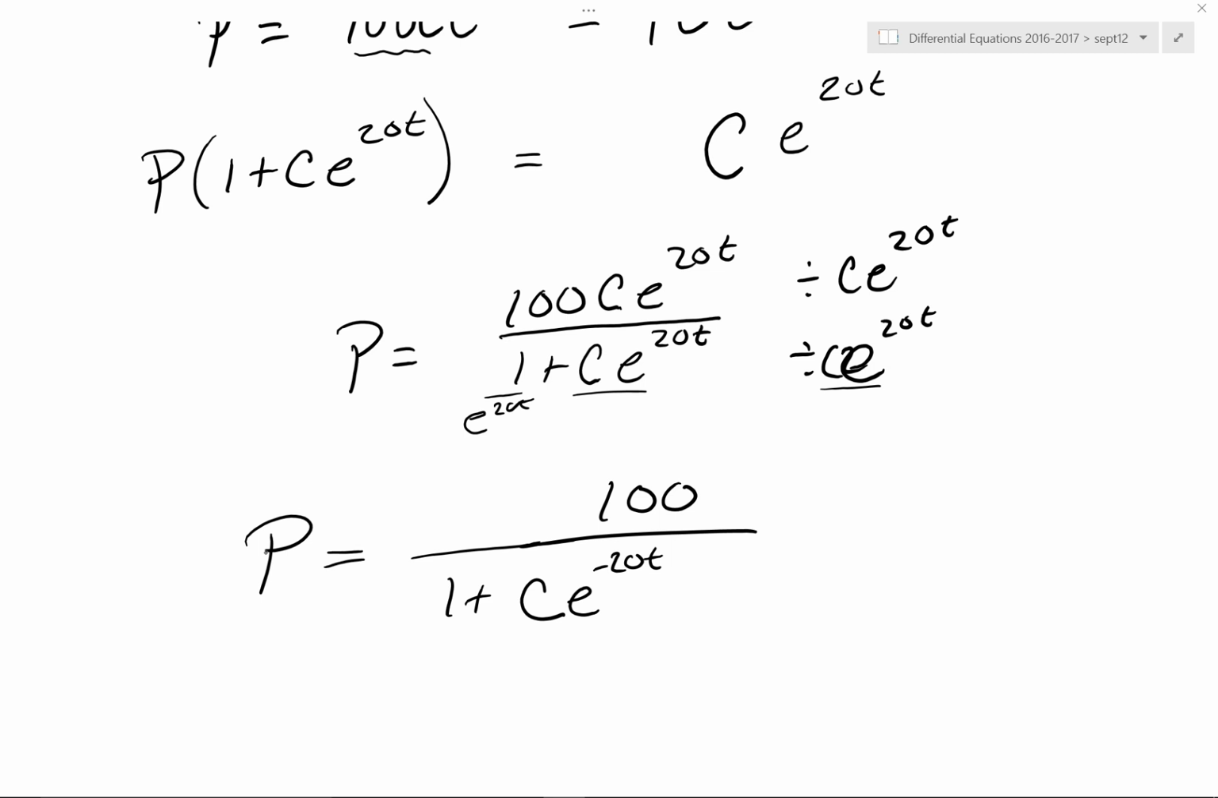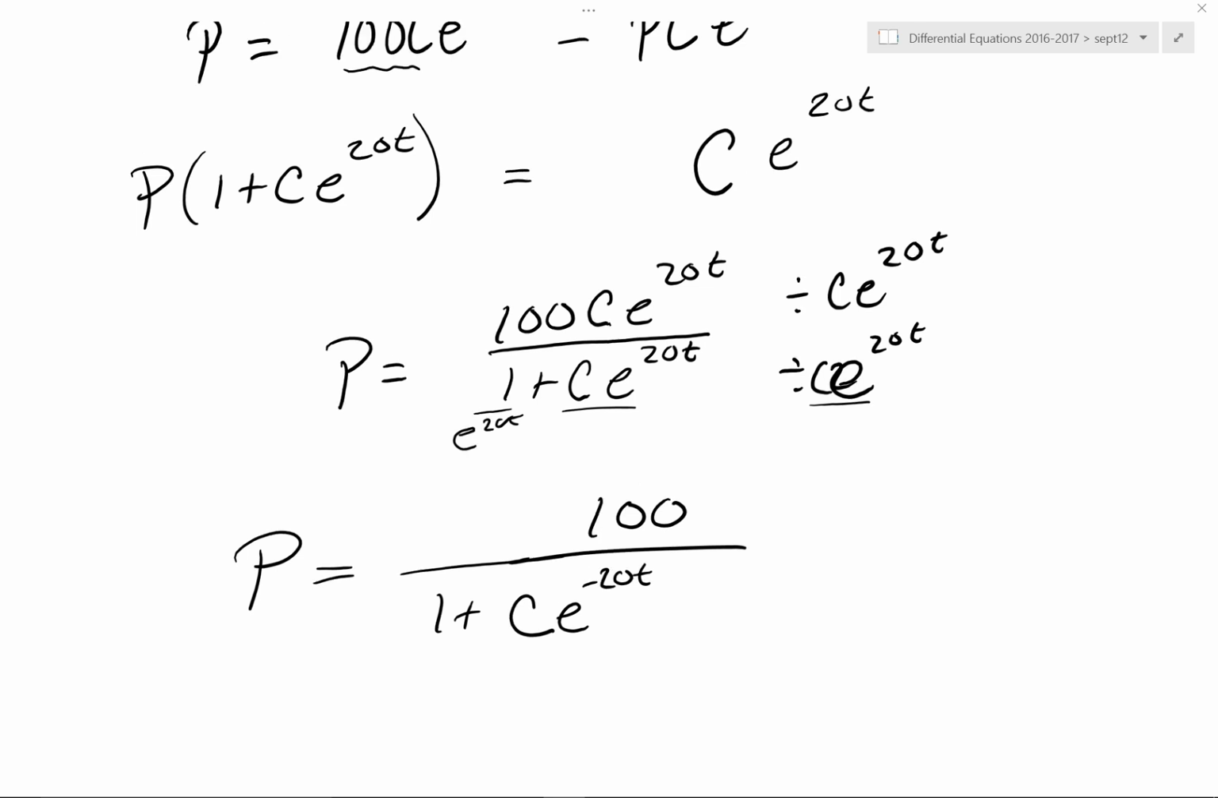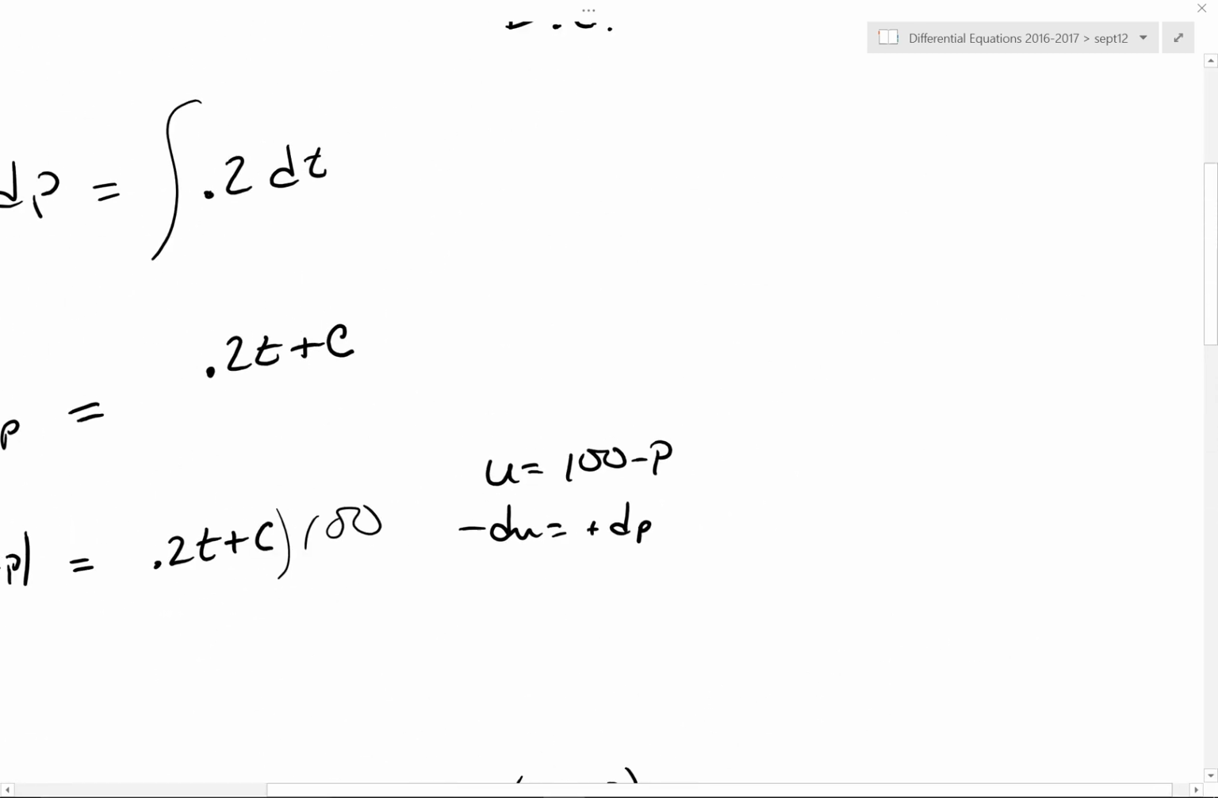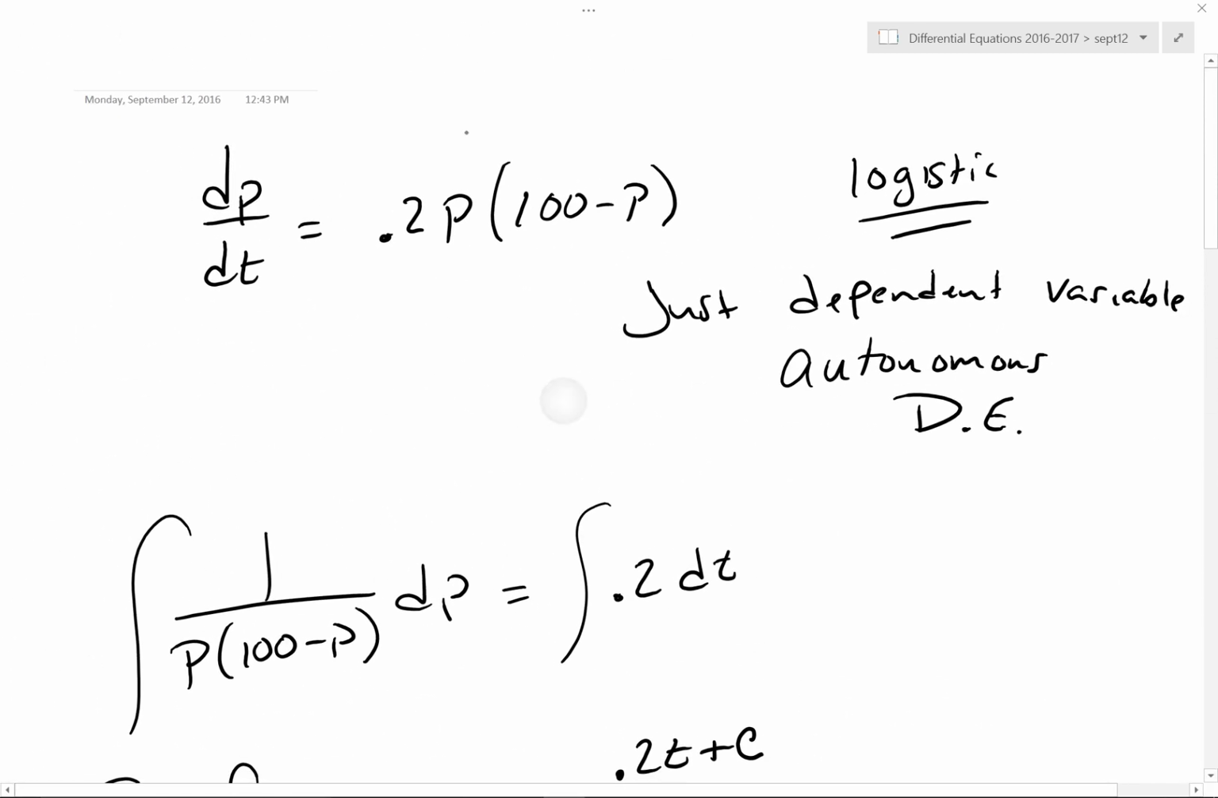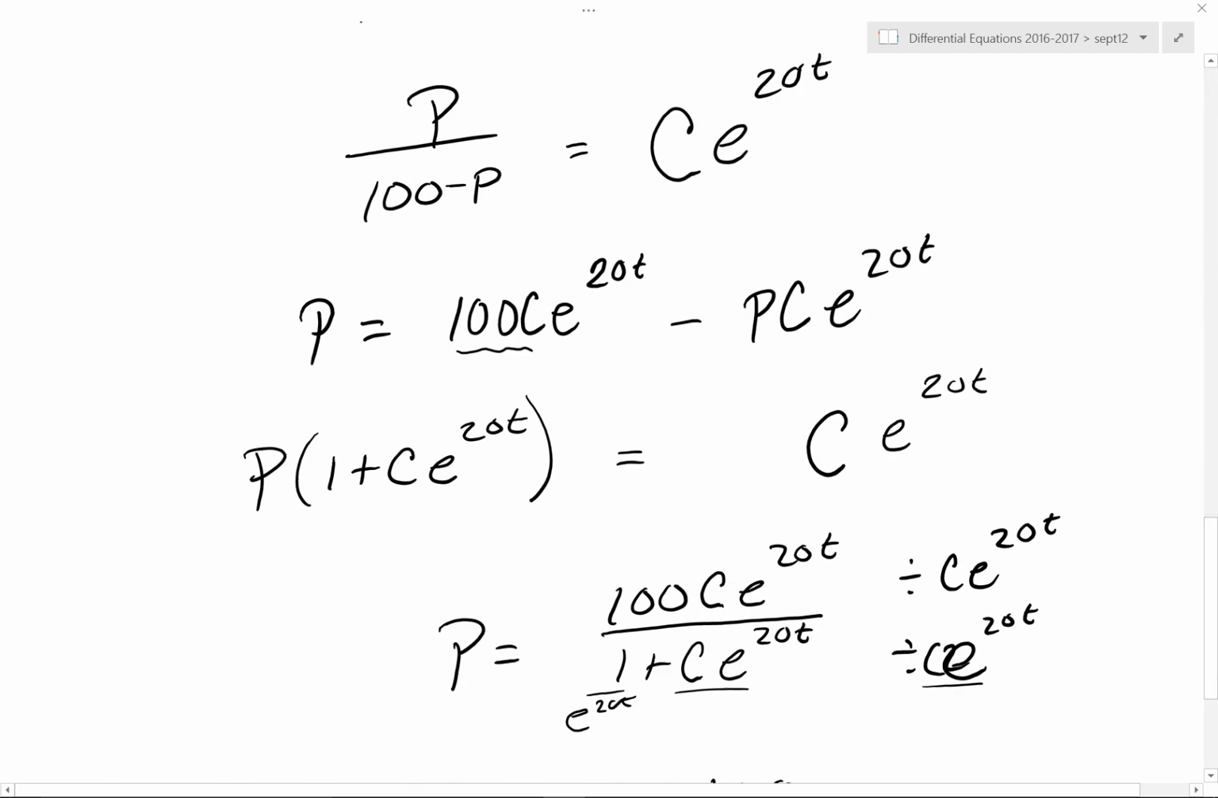Interesting. What happens as t goes to infinity on this problem? It goes to 100. This goes to 0, which means I got 1 on the bottom, so my population goes to 100. It's a carrying capacity. But look at it. In my original function, my zeros were 0 and 100. Those are my equilibrium solutions.